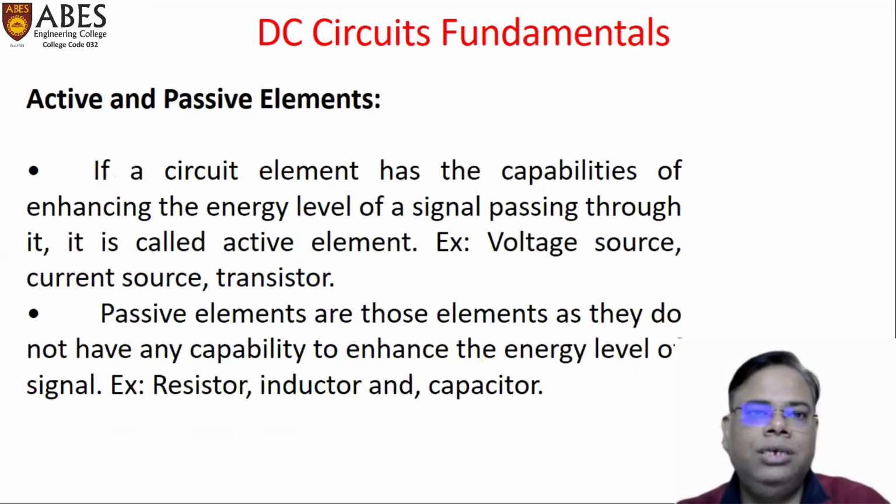Next categorization is active and passive elements. Active elements are those elements which enhance the energy level of the circuit. The main examples of active elements are voltage source, current source, and transistor. Vice versa, passive elements are those elements which do not have the capability to enhance the energy level of the circuit. Example: resistor, inductor, and capacitor.